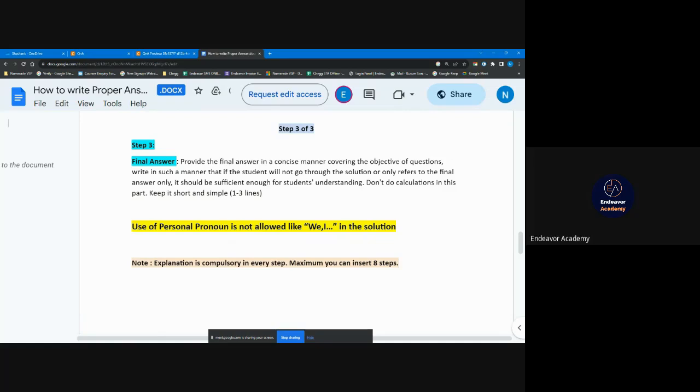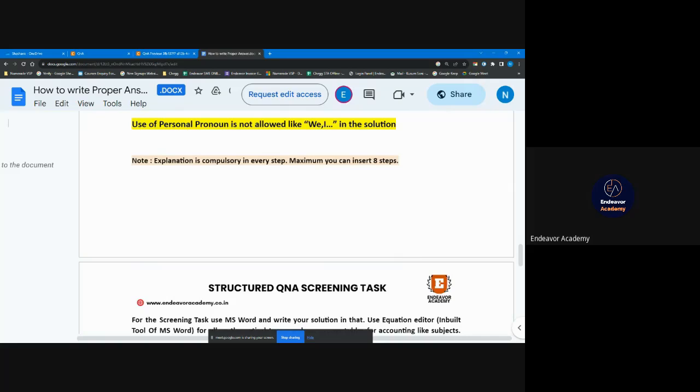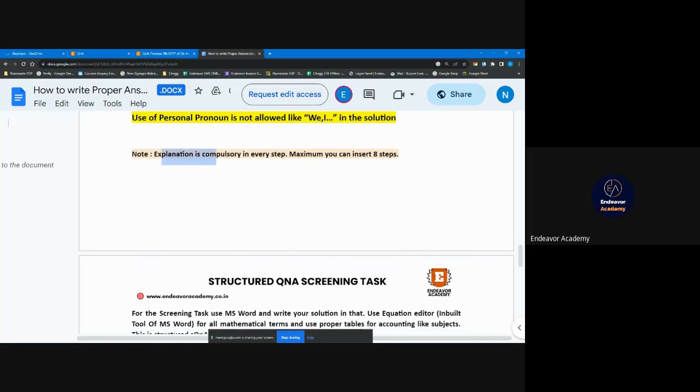Here we will directly tell the student to put the value of r into this formula, put the value of this and do this and do that. Don't use the "we" and "I" words. This is a very important thing. Okay. And an explanation is compulsory in each and every step.